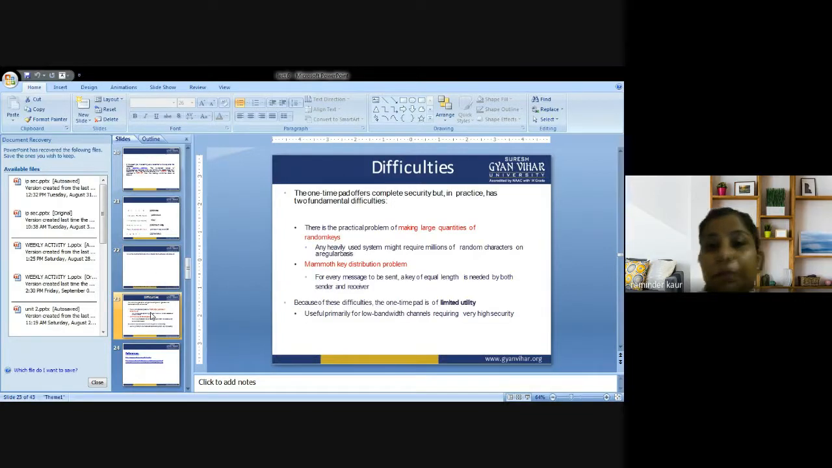Next, there could be some difficulties when we are dealing with the OTP technique. What could those be? The one-time pad offers complete security, but in practice it has two fundamental difficulties. There is the practical problem of making large quantities of random keys, and a heavily used system might require millions of random characters on a regular basis. Then there is the mammoth key distribution problem: for every message to be sent, a key of equal length is needed by both sender and receiver. Because of these difficulties, the one-time pad is of limited utility and useful mainly for low-bandwidth channels that require very high security.